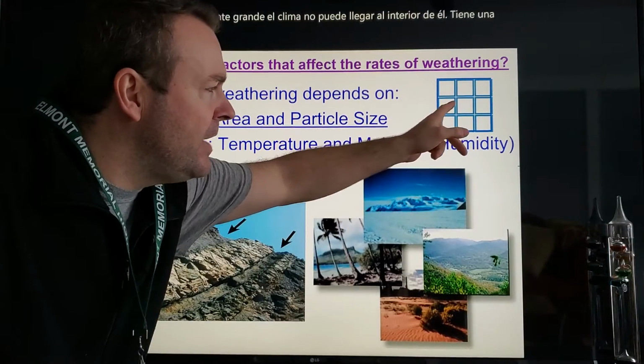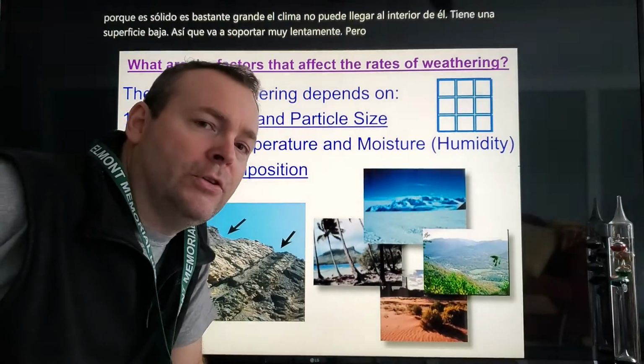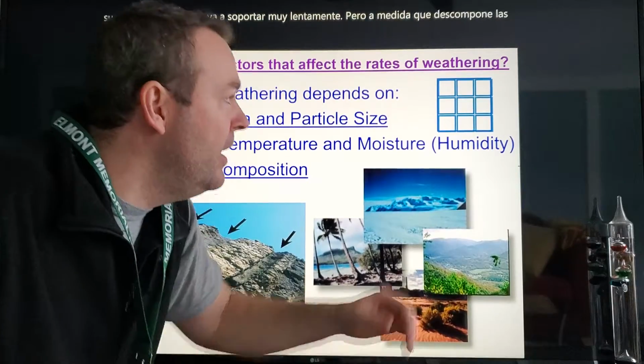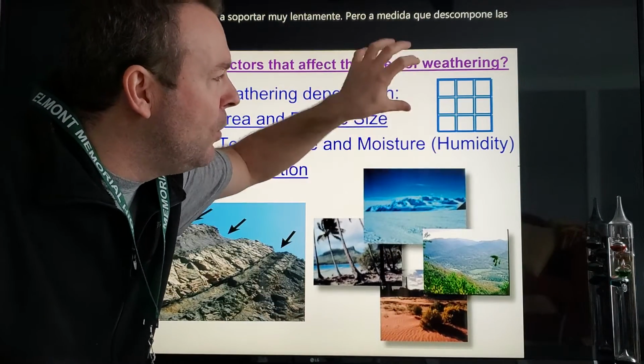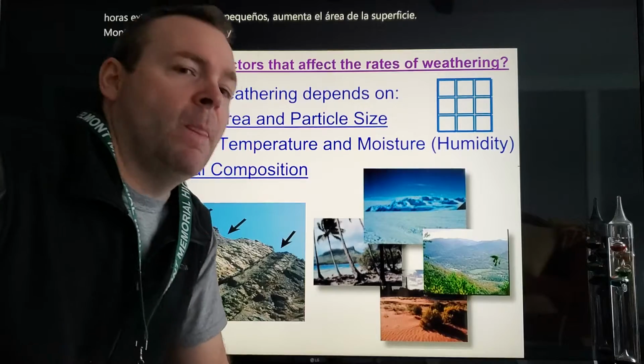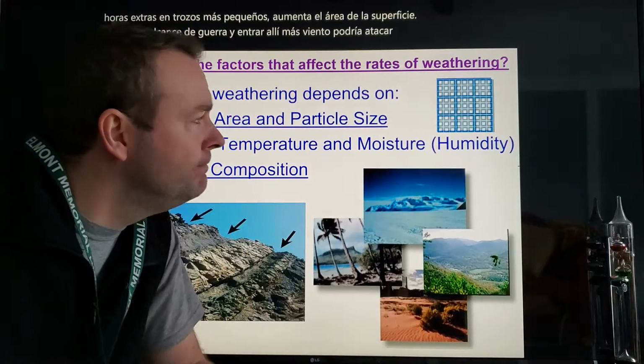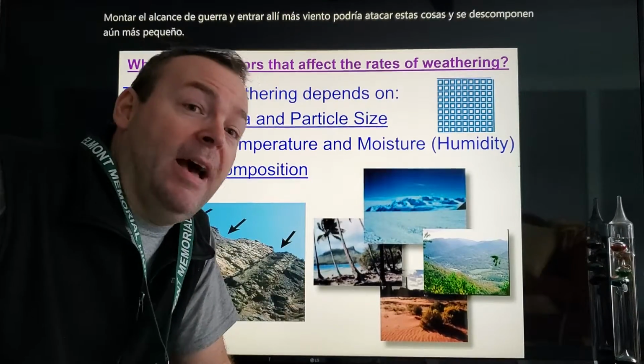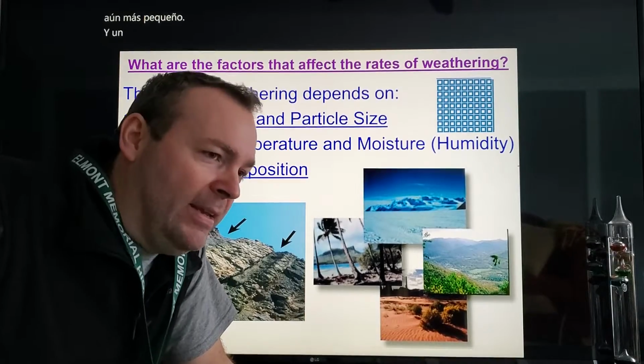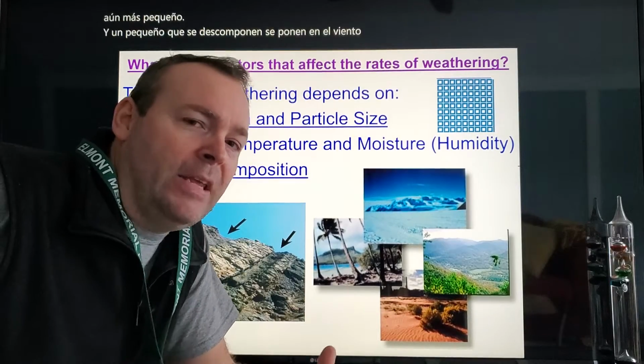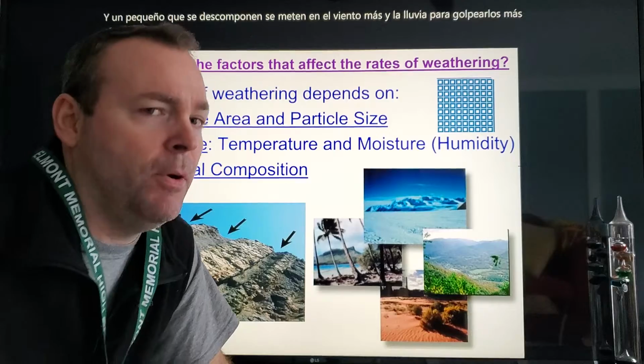But as it breaks down over time into smaller chunks, you increase the surface area. Now more rain can get in there, more wind can attack these things, and they break down even smaller. And the smaller they break down, again, the more wind and rain can hit them, the faster they weather, and the rate increases. So surface area is a big part of that.